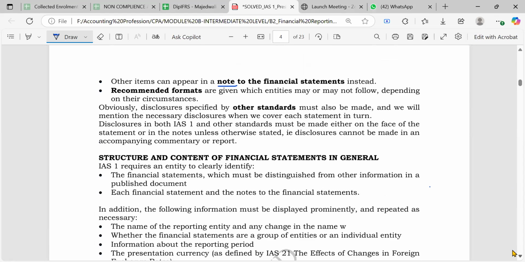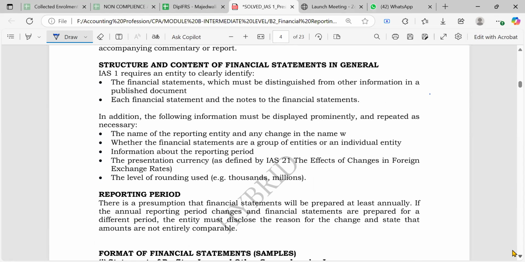You don't have to worry a lot about that. When you prepare the financial statements, you have to state the name. As you can see here, IS1 requires entities to clearly identify the following financial statements, which must be distinguished from other information in a published document. You would have to state a statement of financial position, statement of profit or loss and other comprehensive income, and maybe a statement of changes in equity. And each financial statement and the notes to the financial statements should be there. Simply speaking, all those components should be there.